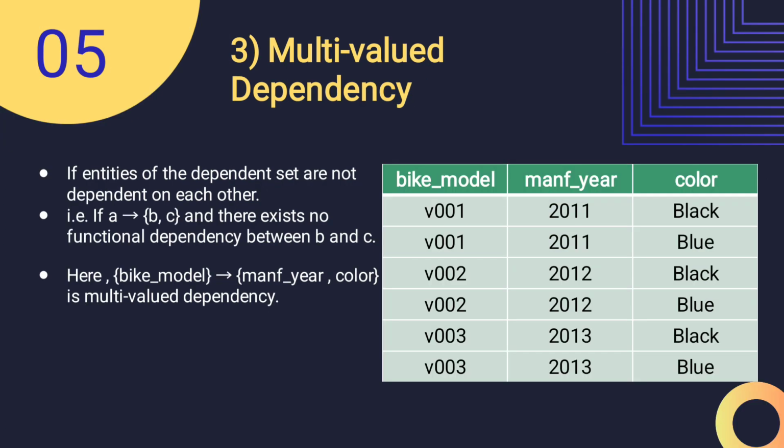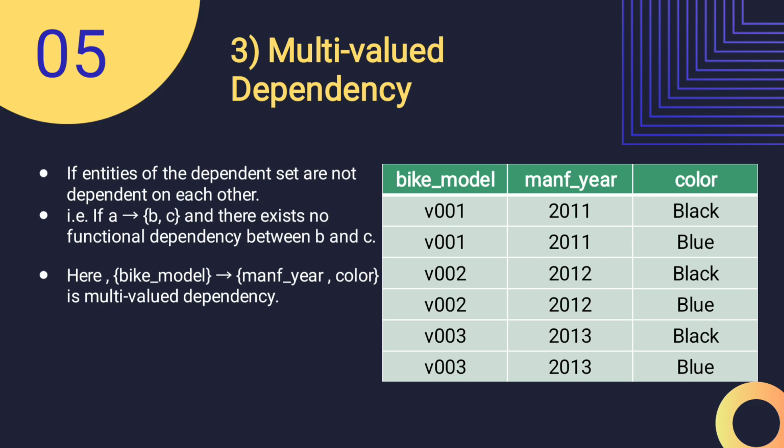Third, multi-valued functional dependency. In multi-valued functional dependency, entities of the dependent set are not dependent on each other. That is, if A determines B and C, and there exists no functional dependency between B and C, that is, there should not be functional dependency B determines C or C determines B, only then can we say that A determines B and C is a multi-valued functional dependency.